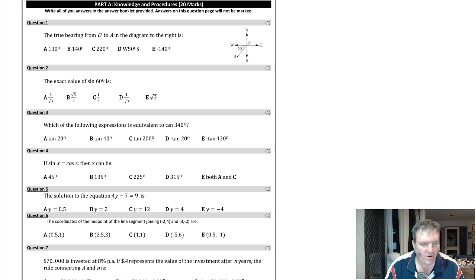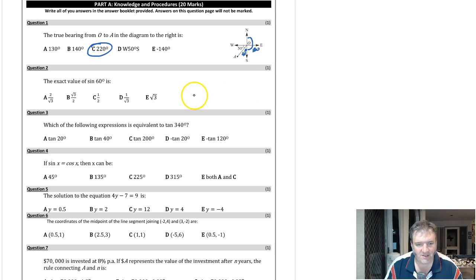Question 1, the true bearing from O to A. So that means start at the origin, go to point A. And the diagram on the right is, well, true bearings are always measured from north in a clockwise direction. It's that easy. So it's 180. Now there's 90 degrees between south and west, so that's got to be another 40 degrees in there. 180 degrees plus 40 degrees, 220 degrees, and you're on your way.